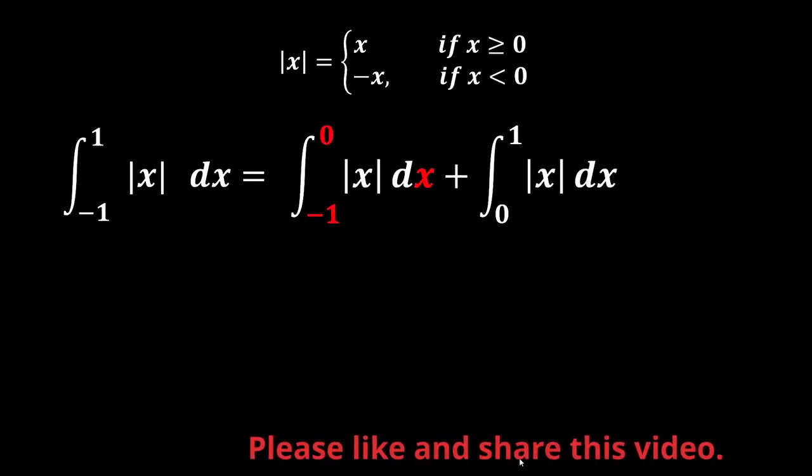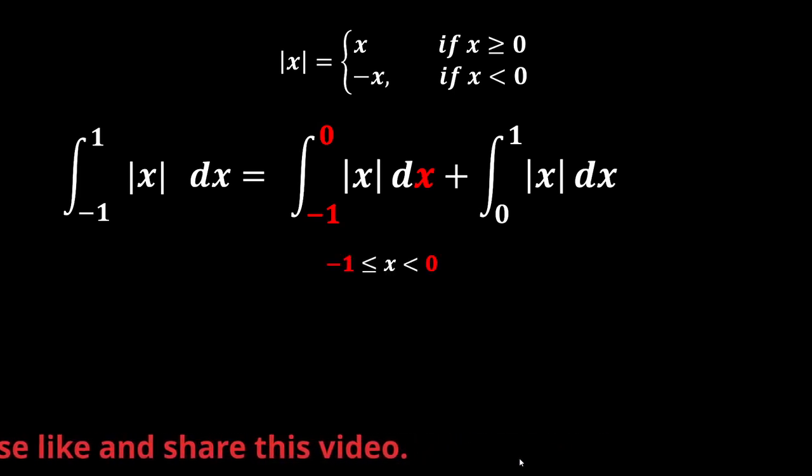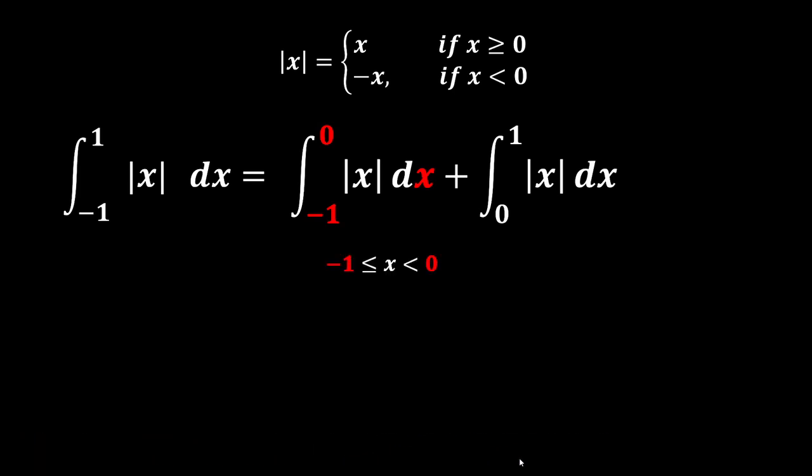Let's analyze the first integral on the right-hand side. x is greater than or equal to -1 and less than or equal to 0. Let's see what happens on the second integral. On the second integral, x is greater than or equal to 0 and less than or equal to 1. Since x is less than 0 on the first integral, if we take a look at the definition of the absolute value, then the absolute value will be negative x. Now let's substitute on the first integral the absolute value by negative x.